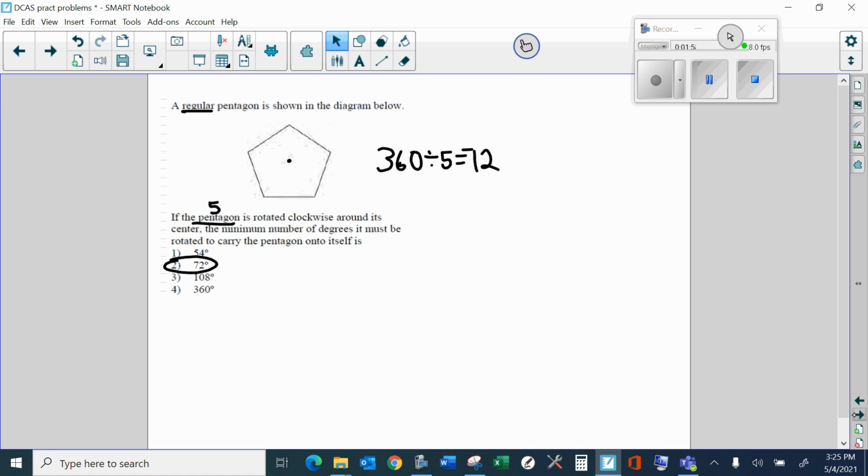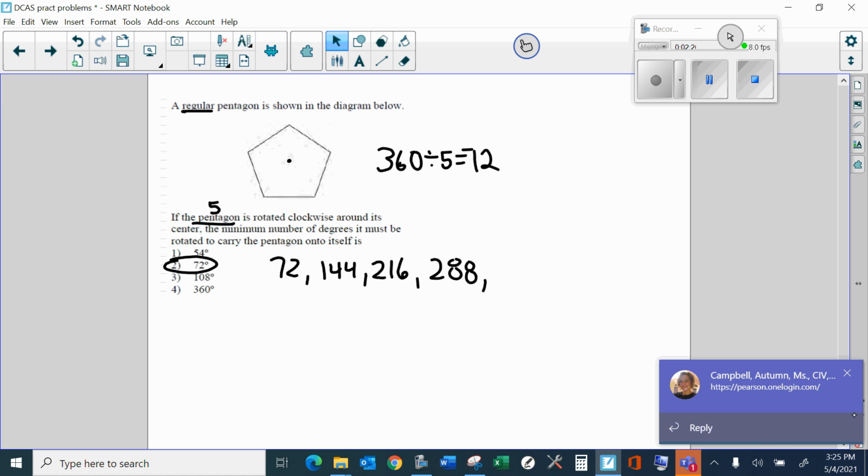Now remember, that's the minimum. But if it asked you what are all the degrees that will rotate it back onto itself, it's 72 plus another 72, which is 144. 72 times 3 is 216. 72 times 4 would be 288. 72 times 5 is 360. We did not include 360 or 0.